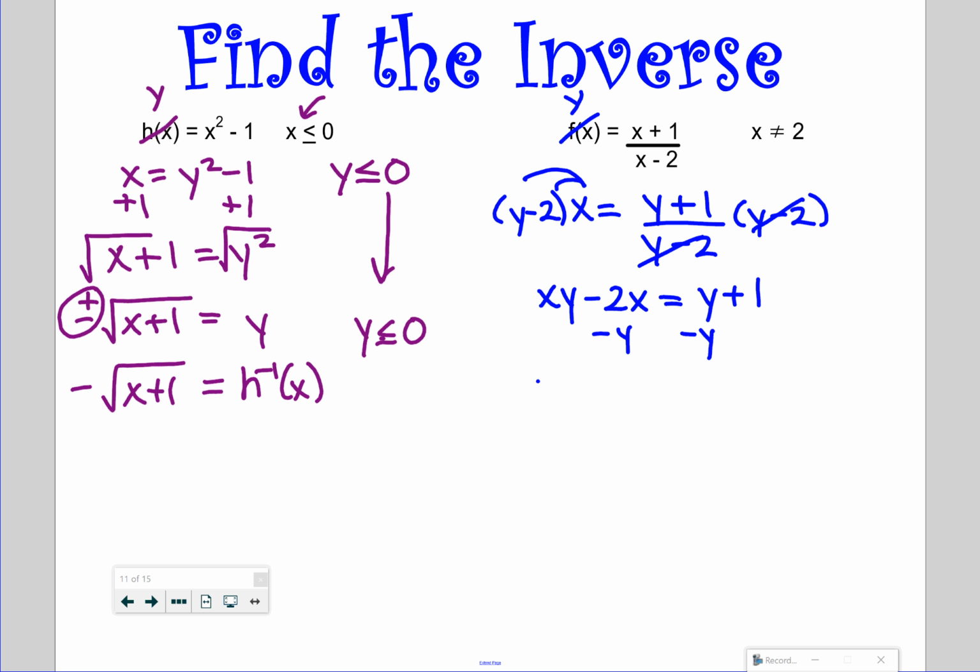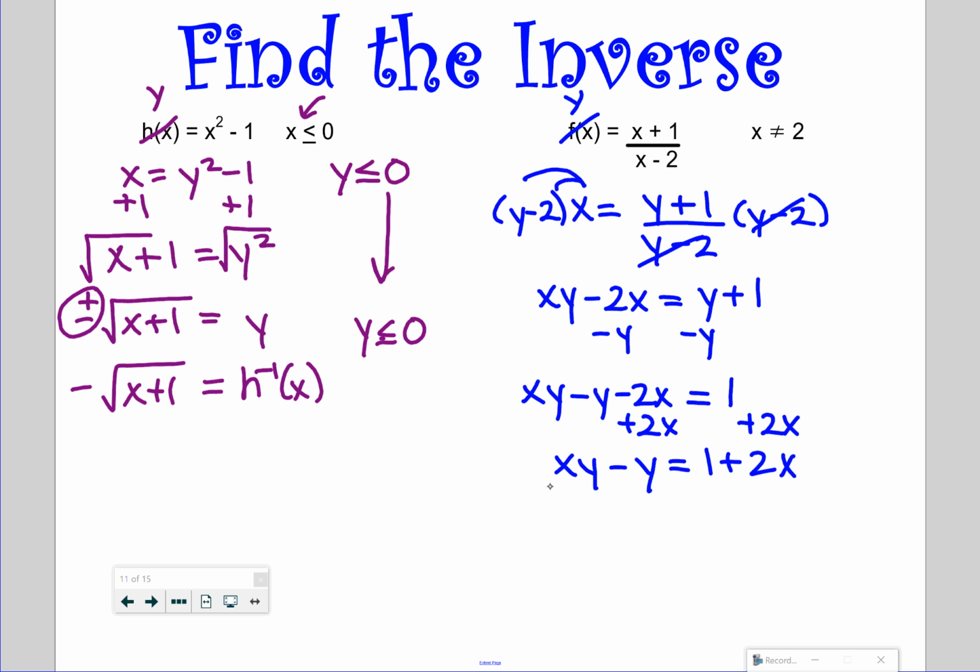So that'll give me xy minus y minus 2x. None of those are like terms, so I'm just putting them next to each other. On the other side, I just have 1. And I only want y terms on this side, so I'm going to move the 2x over, get that away from my y's. So xy minus y equals 1 plus 2x.